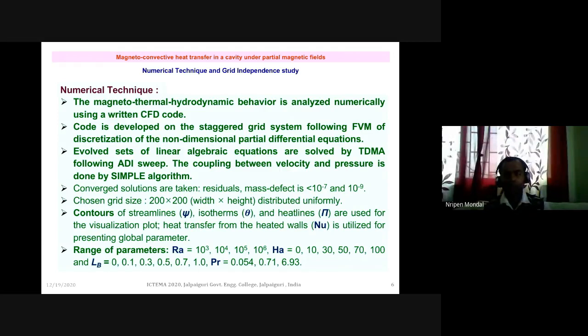And the ranges of governing parameters are Rayleigh number 10 to the power 3 to 10 to the power 6, Hartmann number 0 to 100, and the length of the applied magnetic field, defined as LB, taken as 0 to 1, and Prandtl number 0.054, 0.71, and 6.93.